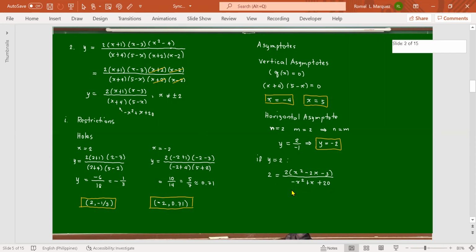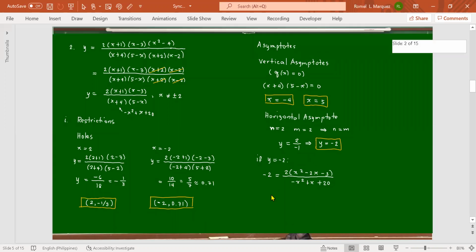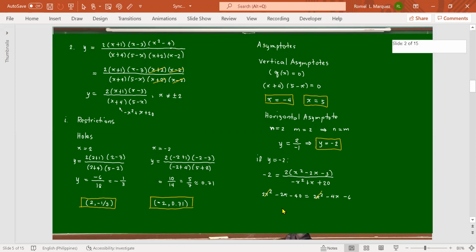Ay, negative 2 pala to, sorry. Correct kayo ng correct, mali naman eh. So, y is negative 2. Diba y is negative 2? So positive 2x squared, negative 2x, negative 40 is equal to 2x squared on the right side, negative 4x, negative 6. So, quadratic terms on opposite sides are eliminated. So this is now positive 2x.